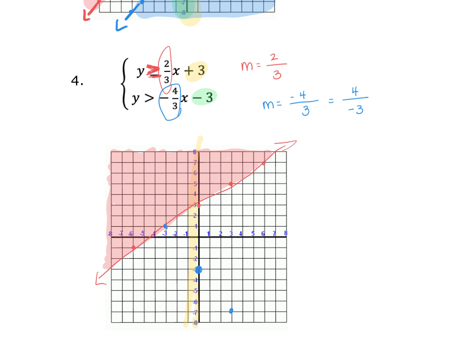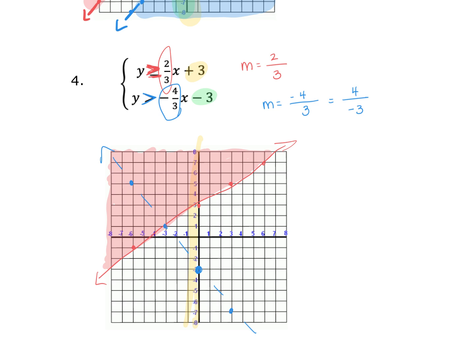I'm going to go up 4 over 3. Okay, can't go up and over. This one only has a greater than symbol. So now I'm just going to dash this one. And because these are kind of far apart, I can't go kind of dash the two lines. I'm just going to dash them like this. Okay, so I'm looking at this one.